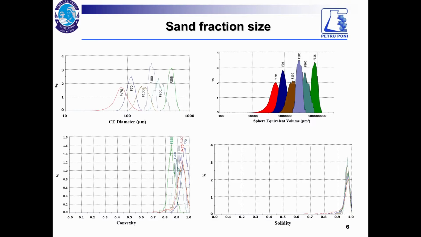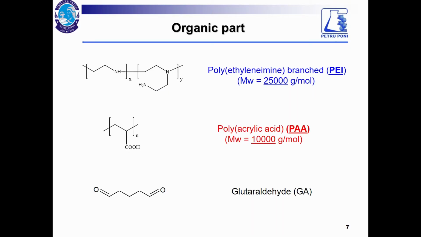With this value of diameter, we can estimate the external surface based on the approximation that each sand particle is a sphere. The convexity and solidity measurements, which show the roundness of the particles, show that we can make this approximation. The organic part of the composites consists of 2 polyelectrolytes and a crosslinker, which is able to stabilize the organic architecture on the sand particle. The polyelectrolytes are polyethylene imine and polyacrylic acid with close molar mass.